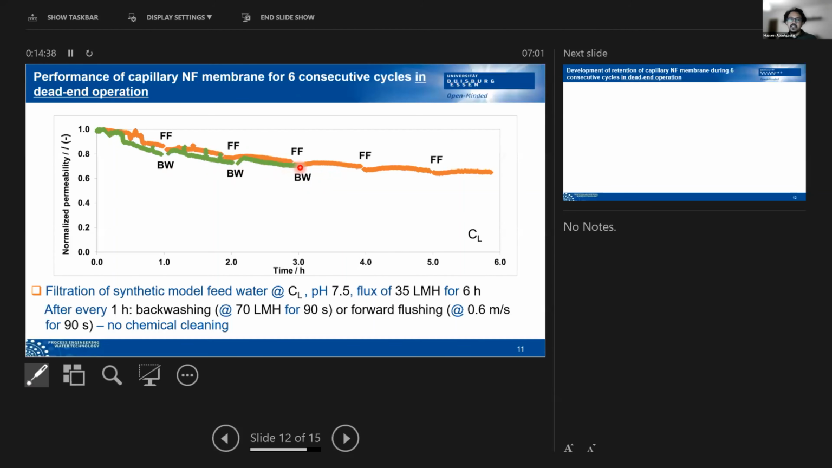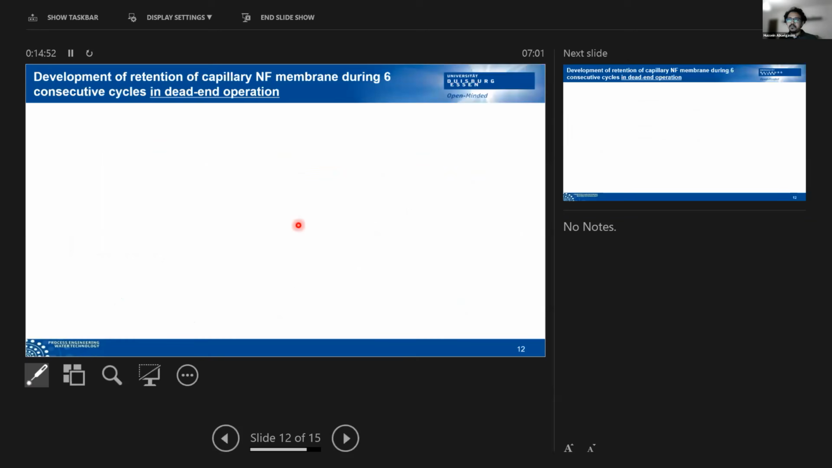For the backwash, as the polyelectrolyte layer needs to maintain its mechanical stability, we reach the maximum applied pressure for backwashing only after 3 hours. However, with the forward flush, we could perform more cycles.